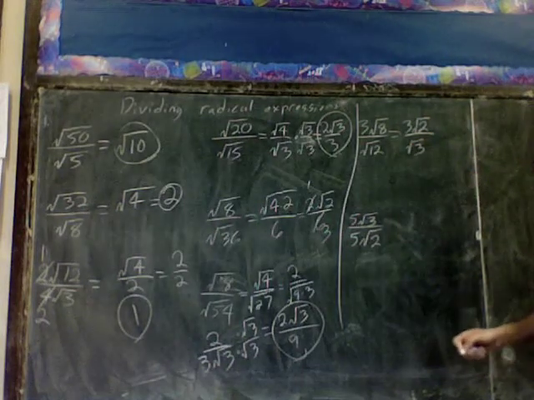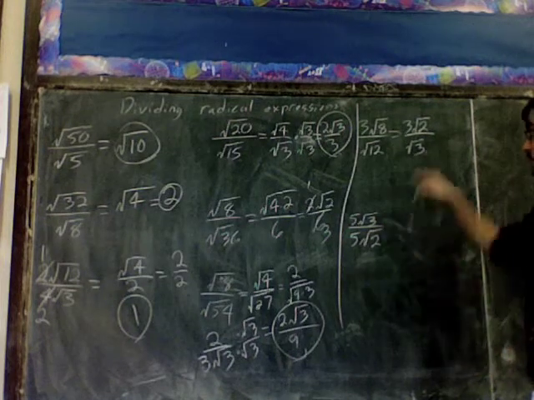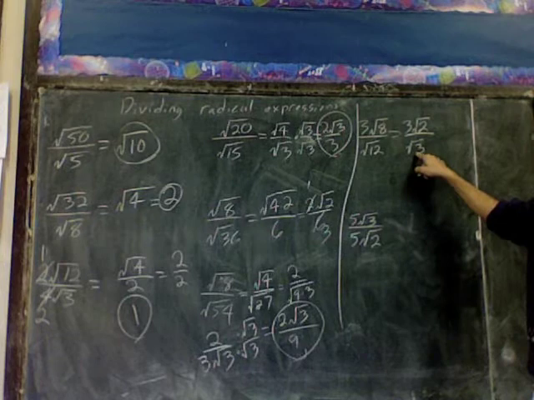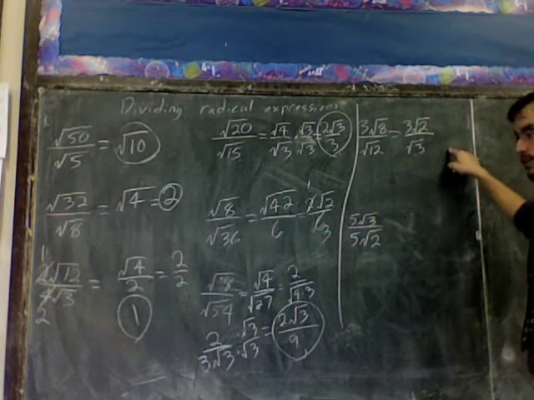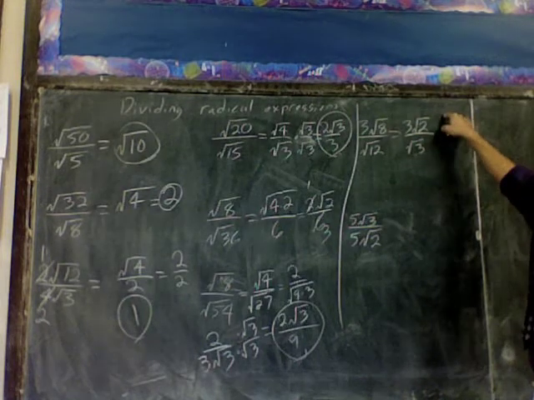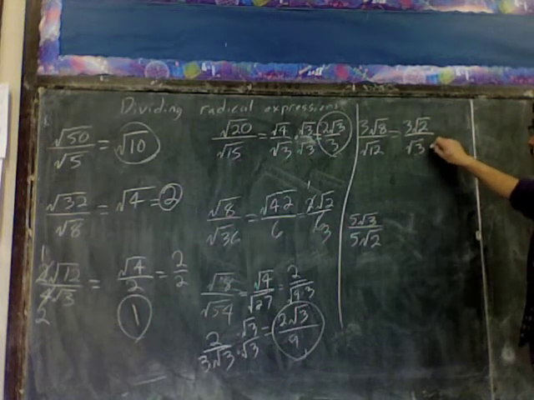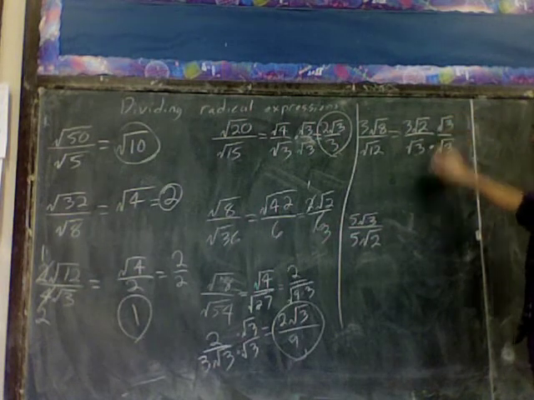I gave you a lot of problems with the square root of 3 in the denominator. Well, to get rid of it, you multiply by whatever this is. So if this was square root of 5 down here, I'd multiply by square root of 5. If this was square root of 20 down here, I'd multiply by square root of 20. But since it's 3, we'll rationalize it and multiply by square root of 3 over square root of 3.